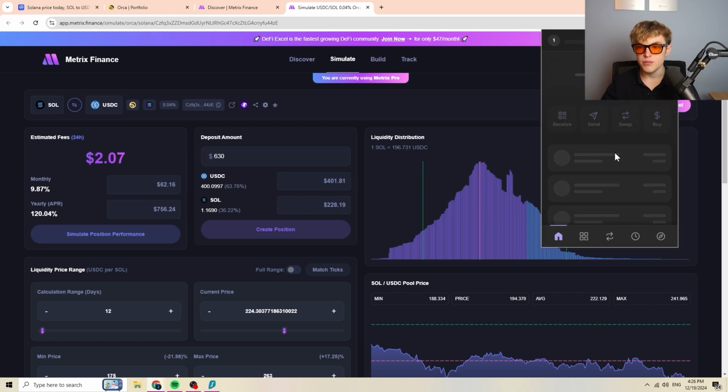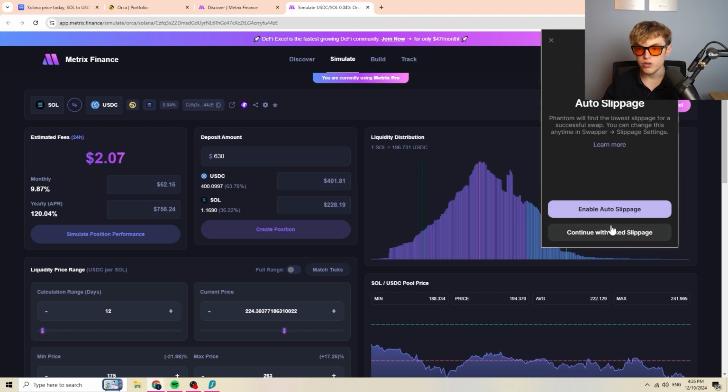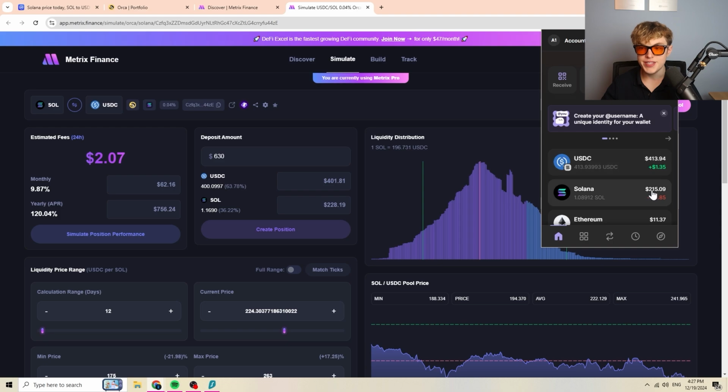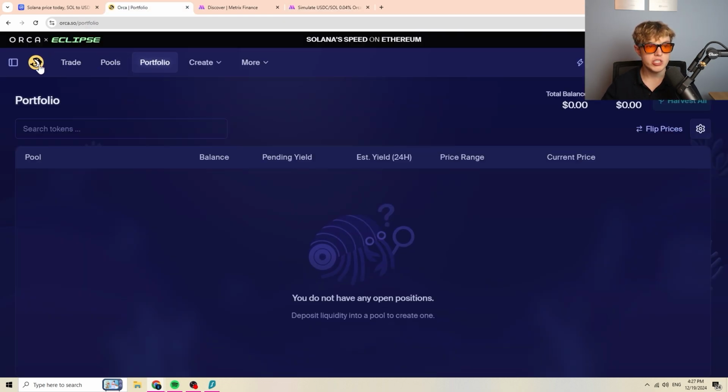So I'm going to go to Phantom, swap this Solana. Let's go ahead and swap. Let's get 400 bucks. Perfect. Now I'm going to review the order. All right, so now I have 413 USDC and $215 in Sol. So we're going to have to play with the numbers a bit in Orca. So let's go ahead and go to Orca.